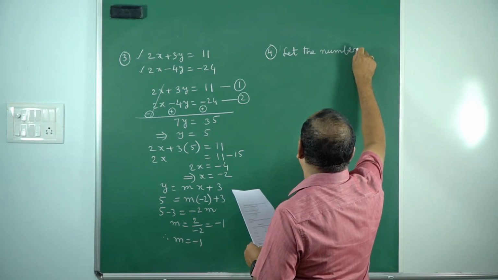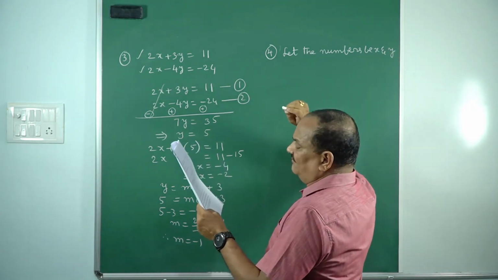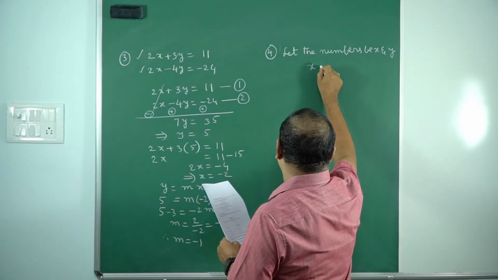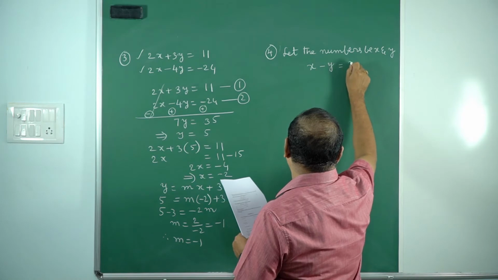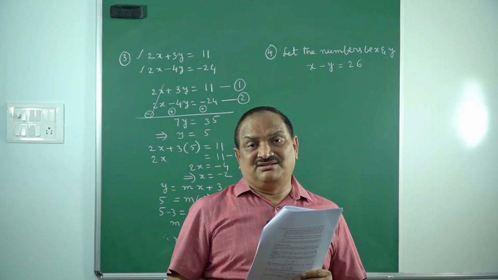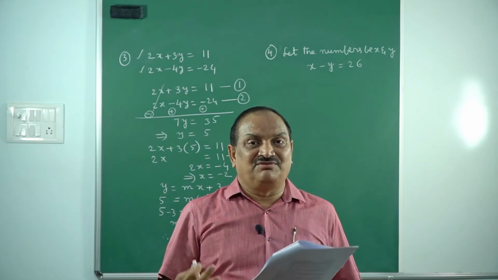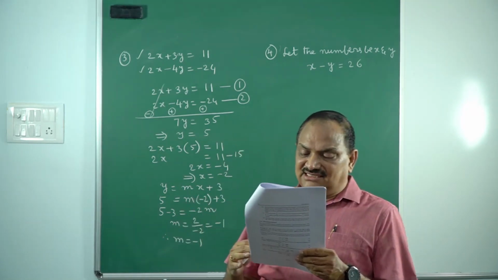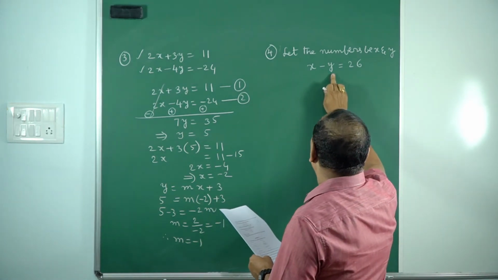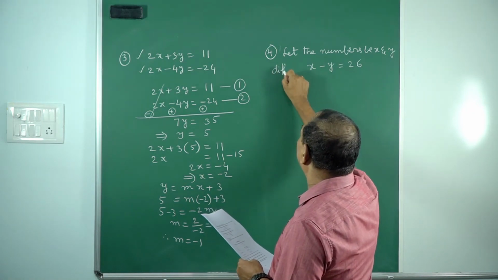Let the numbers be x and y. He says the difference between them is 26. So x, let us say this is the larger number, minus y is equal to 26. Okay, there is a possibility of taking y larger, in which case you write y minus x is 26. Perhaps, let's see if that can give you a different result. The second one says one number is 3 times the other. You said this is the larger number and this is the smaller number.